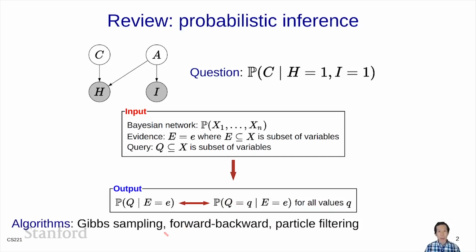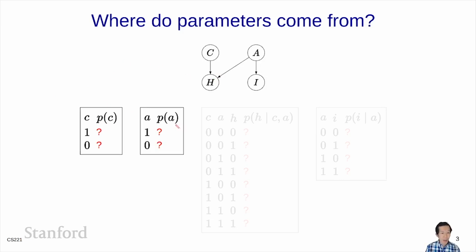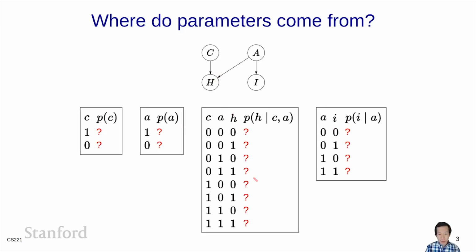So we saw many ways of doing this, including manually by exhaustive enumeration. We can convert Bayesian networks into Markov networks and do Gibbs sampling. And then for HMMs, we have specialized techniques such as the forward-backward algorithm and particle filtering. So inference assumes that all these local conditional distributions are known. But the big question is, where did all of these come from? So all of these numbers are called the parameters of the Bayesian network, the red question marks. And in general, we might not know what they are.